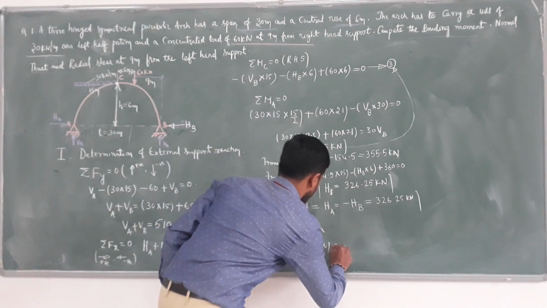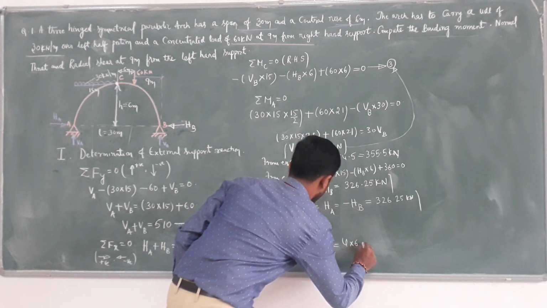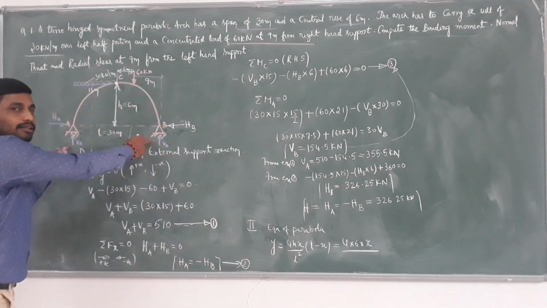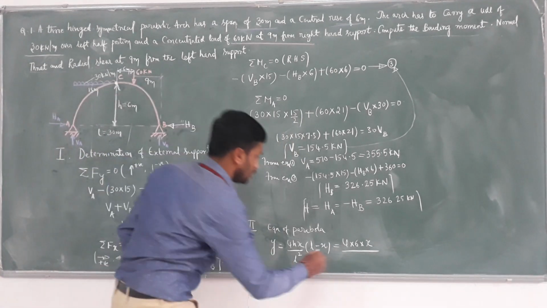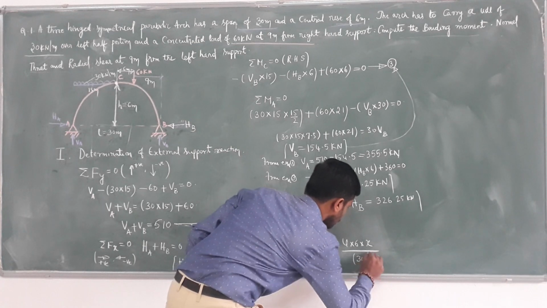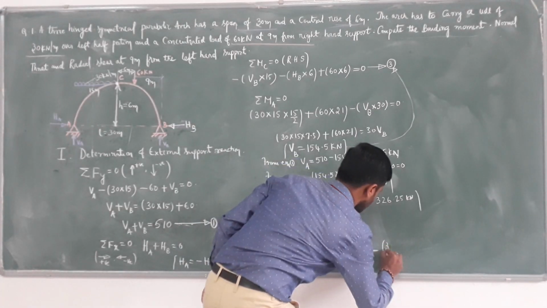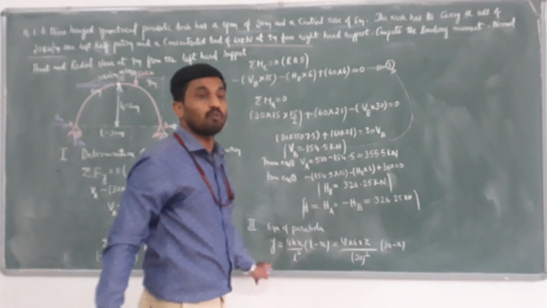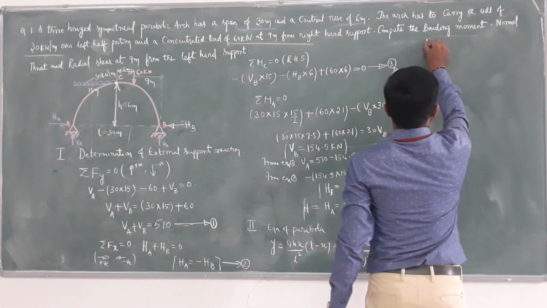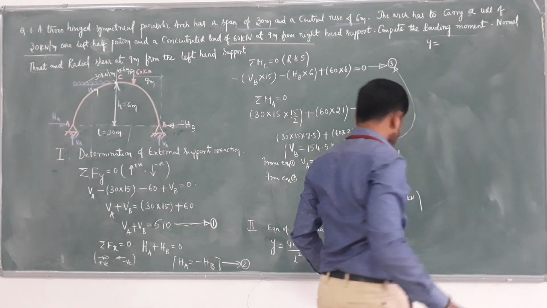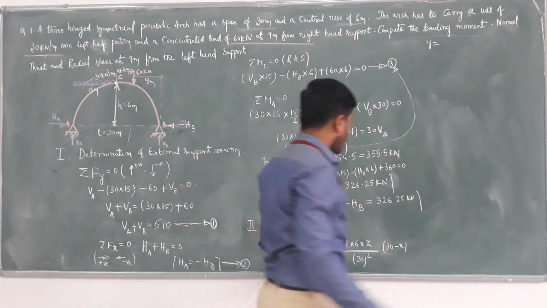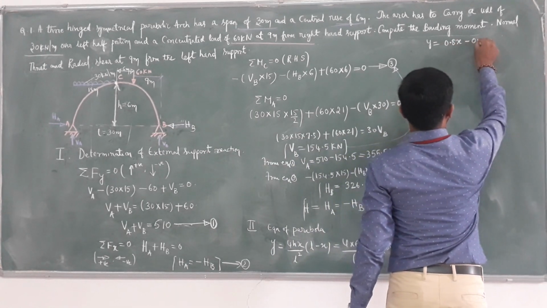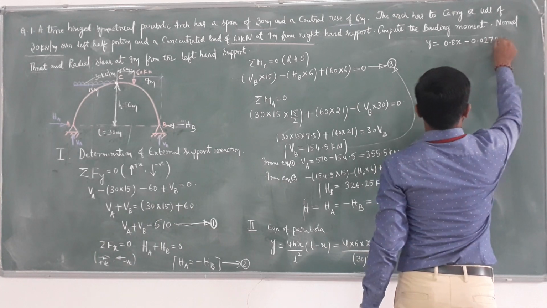So in this particular case, 4 into 6 into x divided by L square. What is L? L is the length of the arch, which is 30 meter. Therefore, this is 30 square into (30 minus x). If you simplify this equation, we are getting the y value. So y equals 0.8x minus 0.027x square.